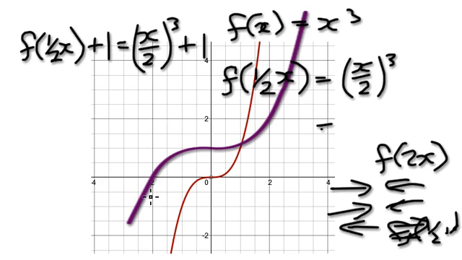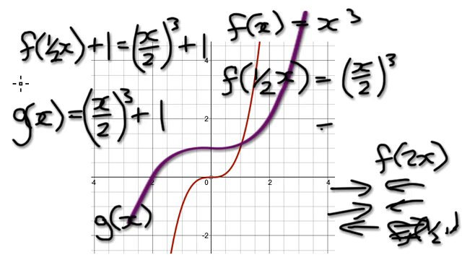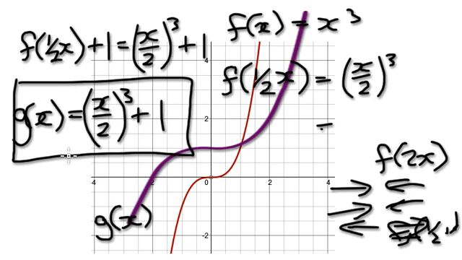And then we call this g of x. So we can say that g of x equals x over 2 to the power of 3, plus 1. You see, this here is our new function.